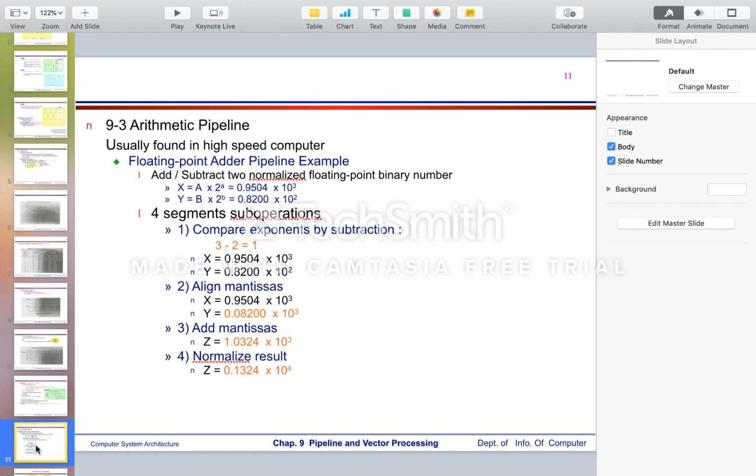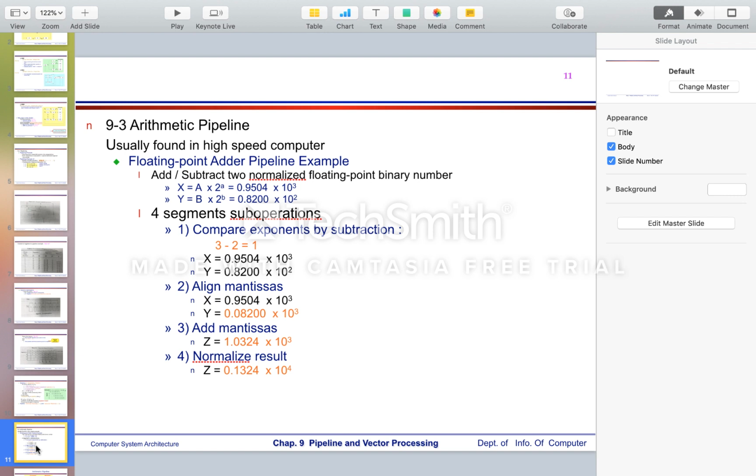Now let us consider arithmetic pipelining. So arithmetic pipelining is basically used for high speed computers. In this arithmetic pipelining, we will try to implement floating point operations. Okay, so here is an arithmetic pipelining example.